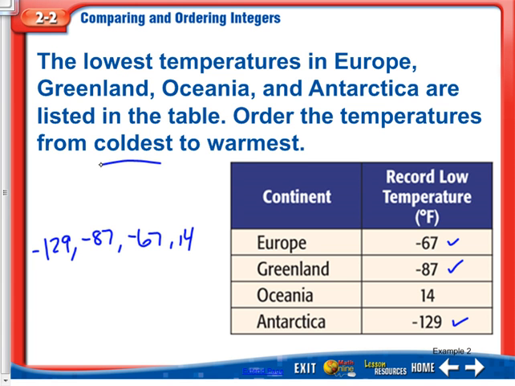Now it said coldest to warmest. So 14 degrees isn't very warm, but it is the warmest in this group. Now it's very important to read these directions, because if it said warmest to coldest and you wrote it like this, it would be backwards. It would be wrong. So make sure you read your directions. Do they want it smallest to largest, coldest to warmest, largest to smallest, or warmest to coldest? How is it said in the directions?